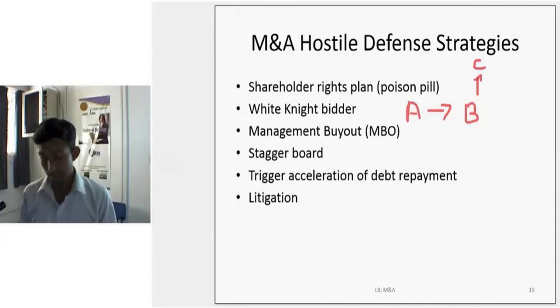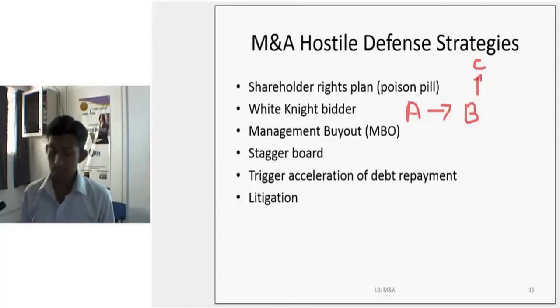And plus we have trigger acceleration of debt repayment. This is a part of the poison pills. Very simply, company B is going to settle a lot of the debts that they have by selling off their assets. So when they start selling off their assets and settling debt, the attraction for A is not going to be there in the future. So some organizations take this option as a defense strategy.